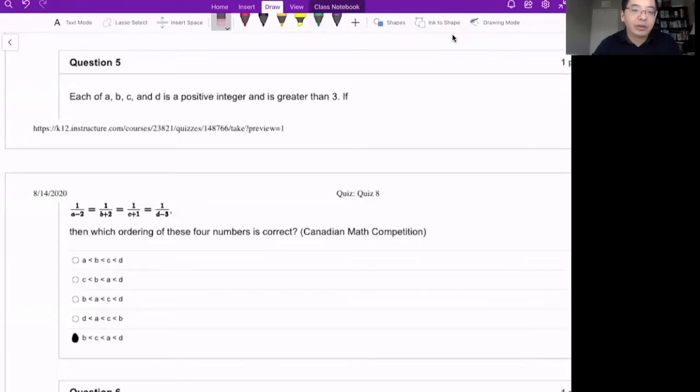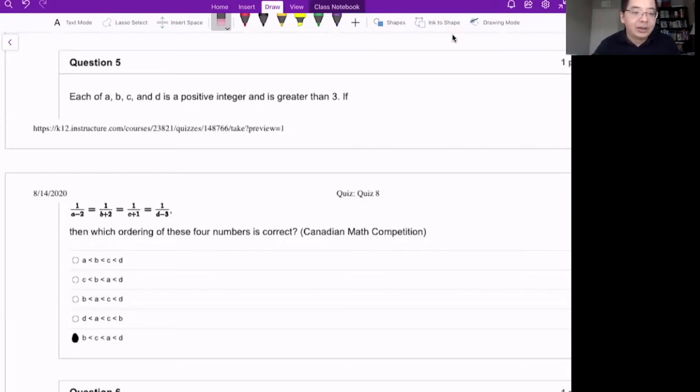Problem number 5. Here we have 4 positive integers a, b, c, d. All of them are greater than 3. Also, we know 1 over a minus 2 equals 1 over b plus 2 equals 1 over c plus 1 equals 1 over d minus 3. Now, based on this equality, we need to figure out the order of these 4 numbers.